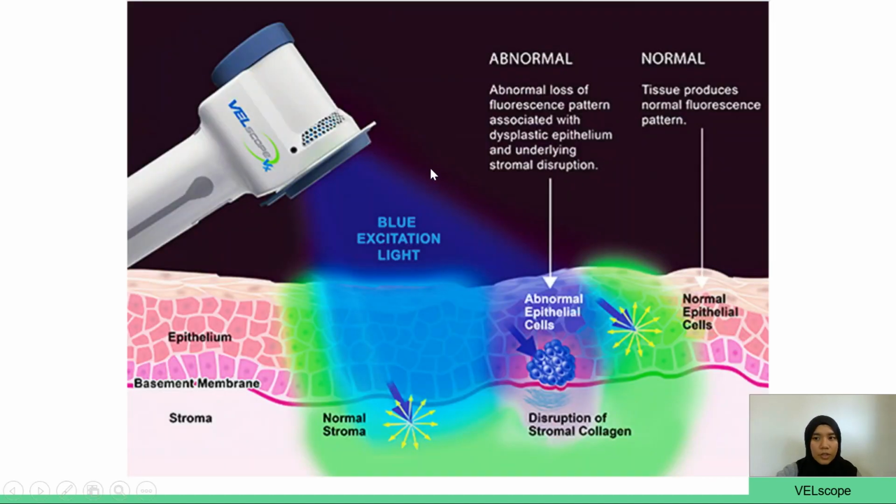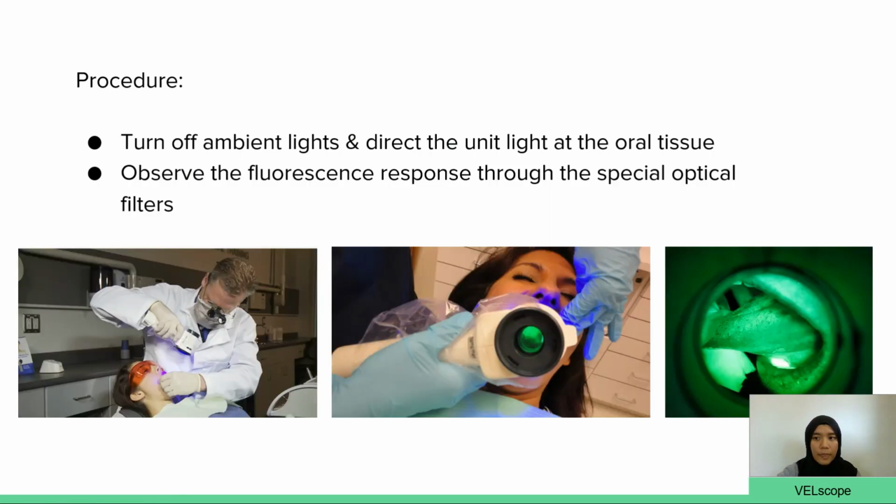From this picture, we can see that when the Velscope emits the blue light, the normal cells will produce a normal fluorescence pattern as they have a normal amount of fluorophores. Unlike these abnormal cells, which have a lower amount of fluorophores, they will lose the normal fluorescence pattern. The procedure on how to use the Velscope is, first we have to turn off the ambient lights and then direct the unit light at the oral tissue. Then observe the fluorescence response through the special optical filters.